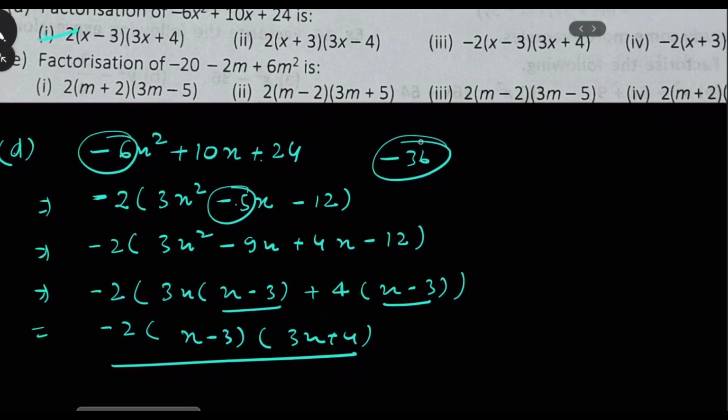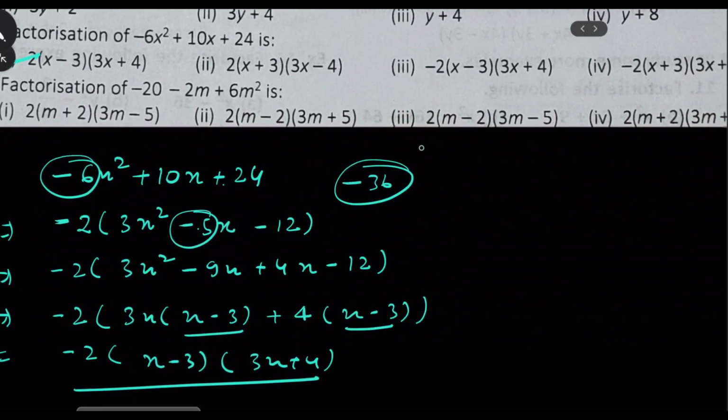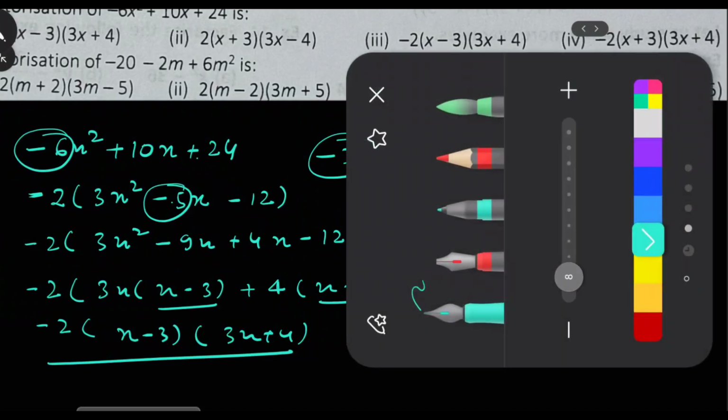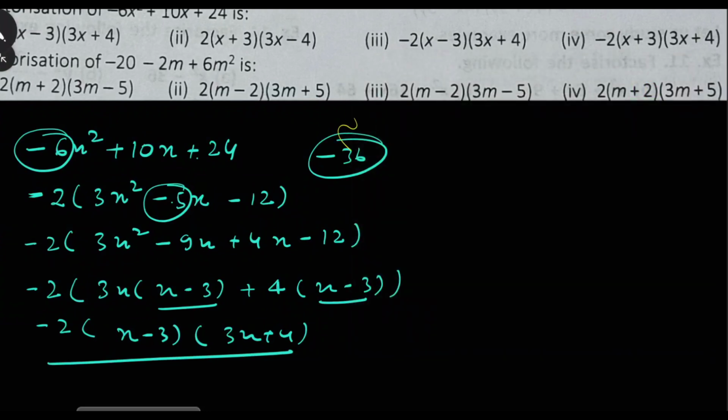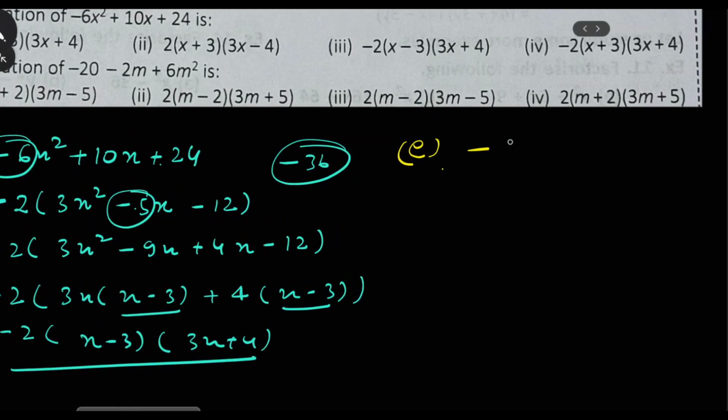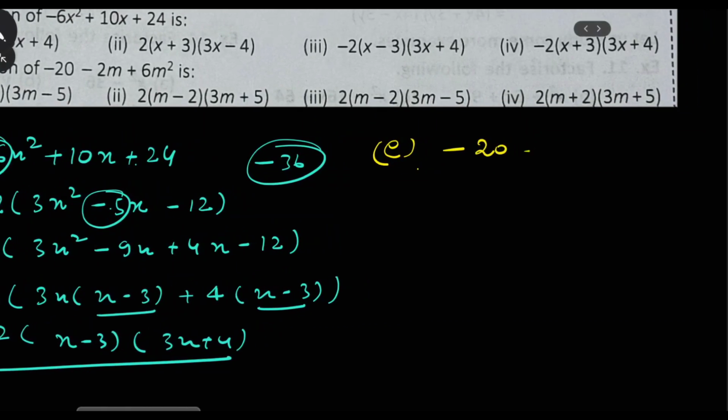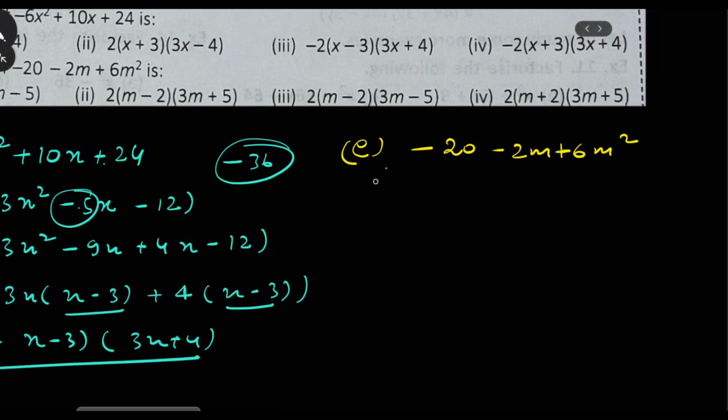Okay, now the last question, question number E, factorization of minus 20 minus 2m plus 6m square. We have to find out the factorization of this expression. First of all, convert it into standard form. So it will be 6m square minus 2m minus 20.